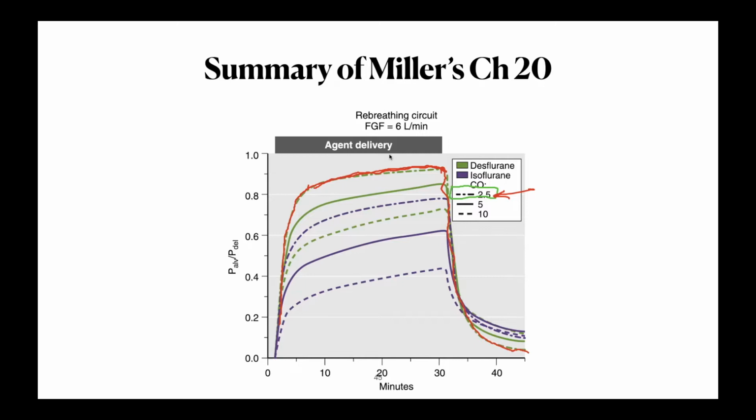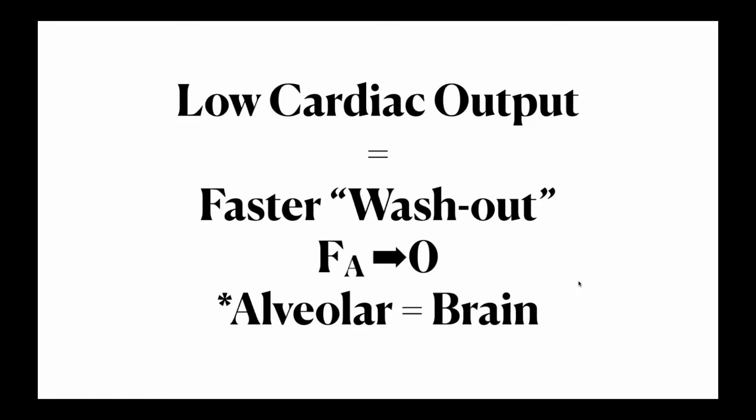And if you look at someone with a high cardiac output, so this one here, the wash-in is slower, and then the washout is slower as well. All right. And I know this is where it gets really, really confusing, because this is not what we see, I think, clinically. But this is what you guys should go into the exam with, is that, yes, a low cardiac output equals a faster washout, where your alveolar pressure approaches zero a lot more rapidly.